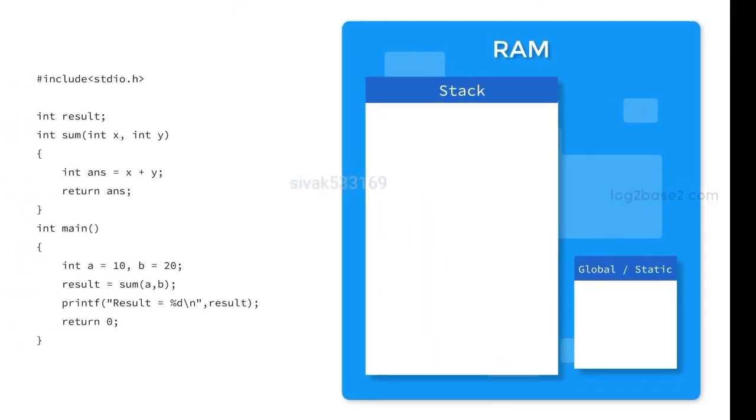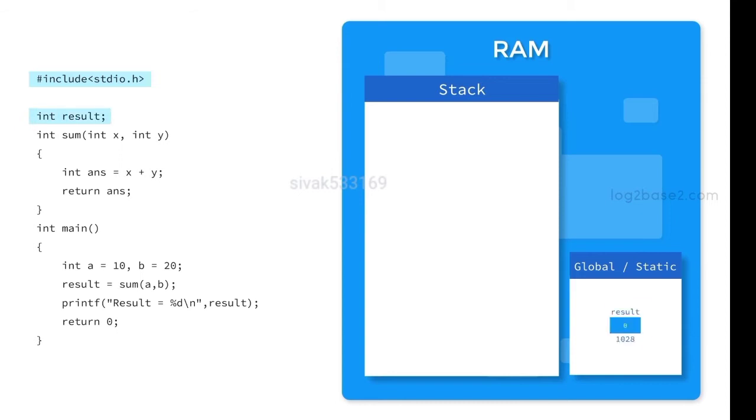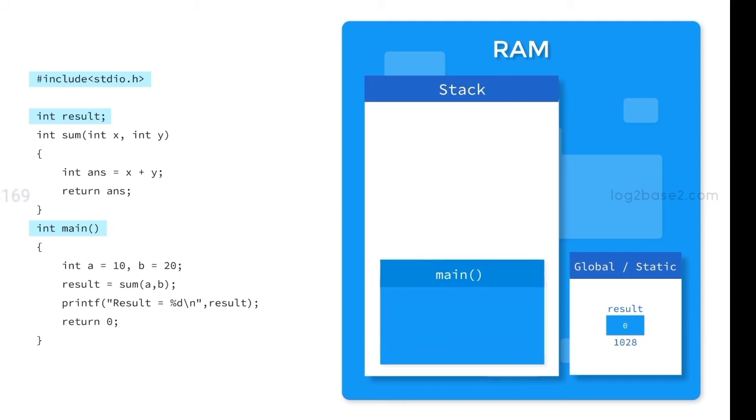Now consider this C code. First we have an integer variable declared globally. So it is placed in the global section, and we have studied that global variables are initialized with 0 by default. So the variable result will have the value 0. Next, main function will be executed first, and as we discussed, all the function calls will be placed in the stack section. So the main function will be pushed into the stack.